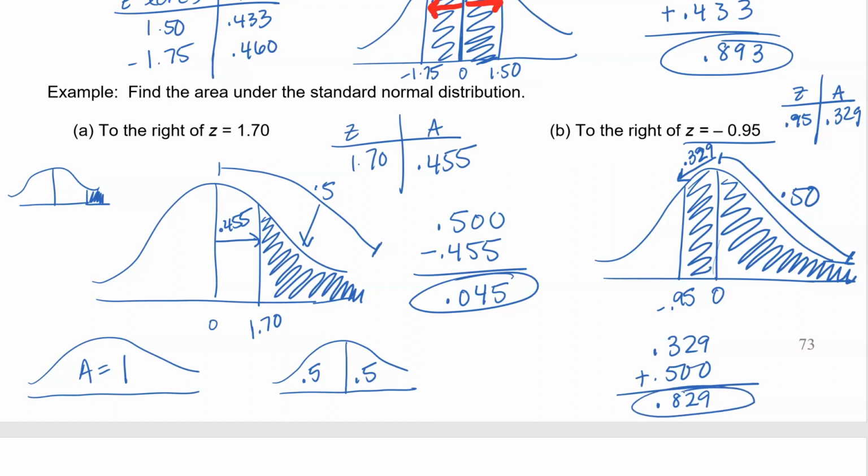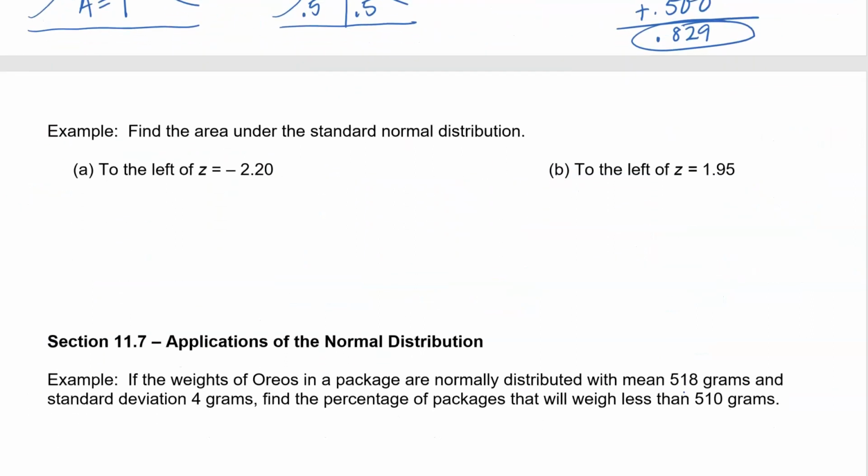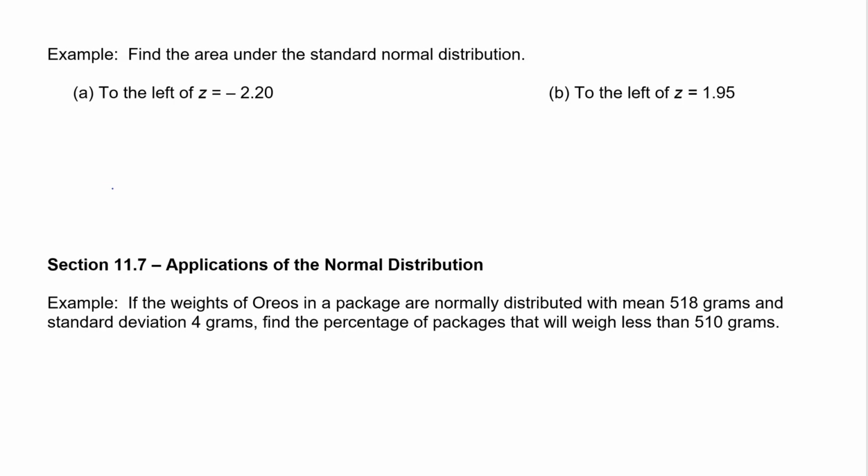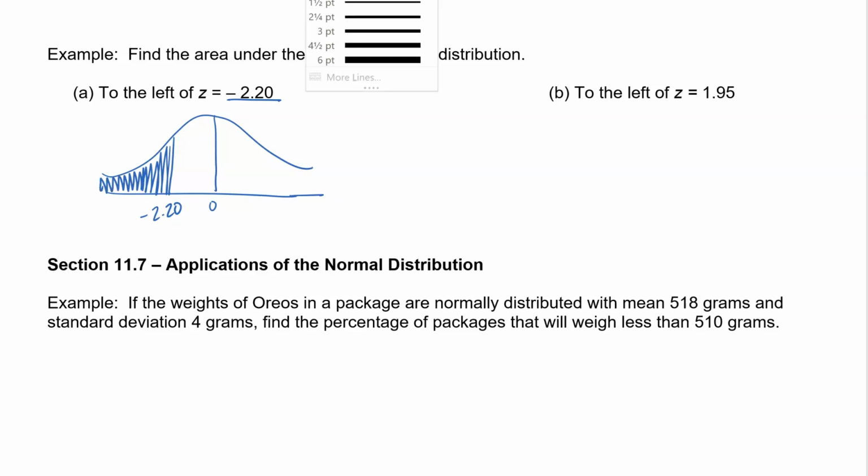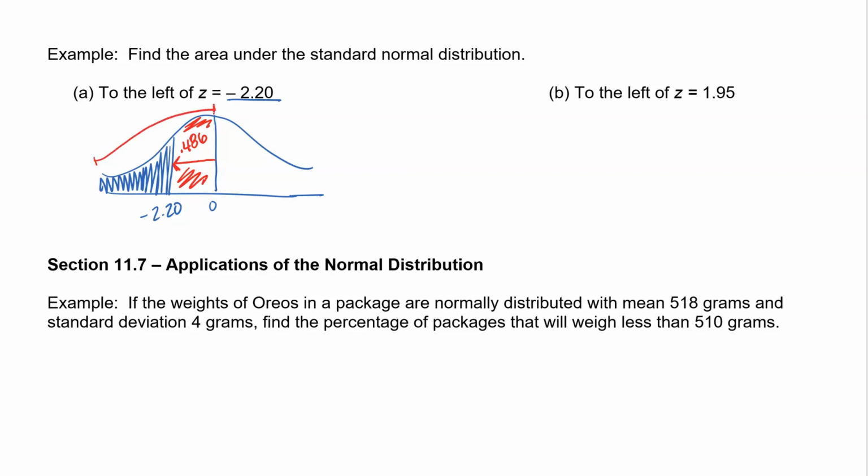Okay. Now I've got two more like this, and I know this might seem like a lot, but I'm trying to go through all of the different types of pictures you might see, so that way you can have an example of everything. So 0's in the middle, we've got a negative z-value, so I'm going to the left, negative 2.20, and I want to the left of that, so I'm trying to find this area. Well, if I use the table, I can look up 2.20 and find that the area starting at 0 going to that z-score is 0.486.